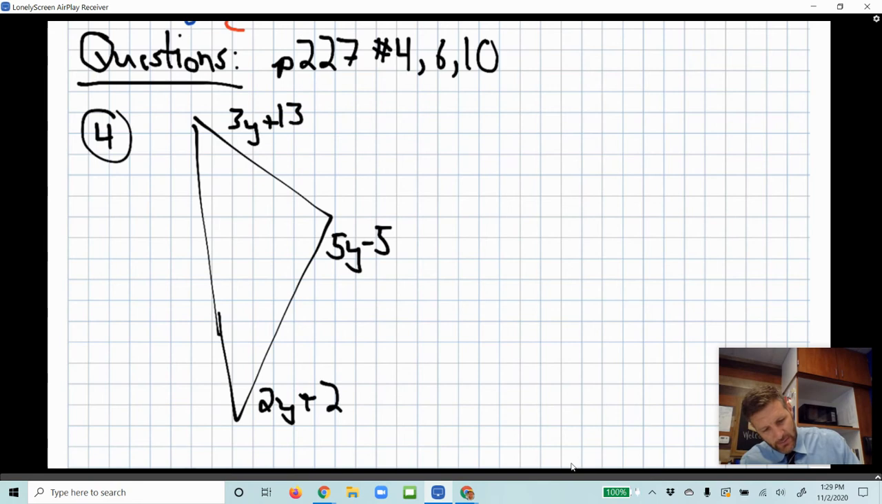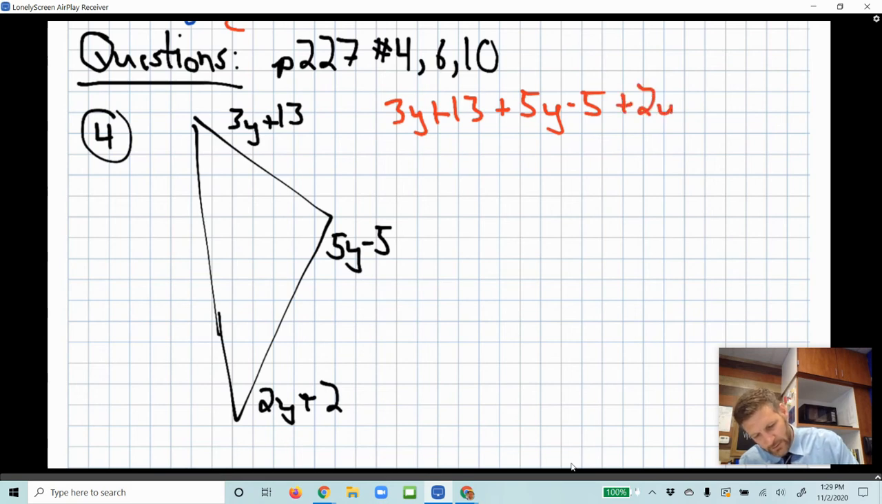All right, so that means my equation can be taking all three angles: 3y + 13 + 5y - 5 + the third angle, 2y + 2, equals 180 degrees. All righty. It's a simple equation.